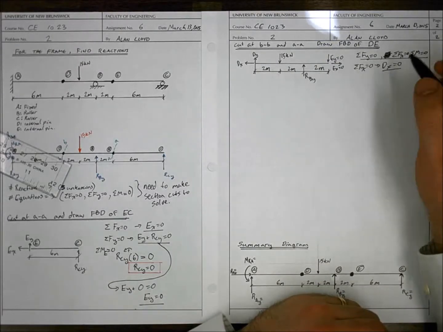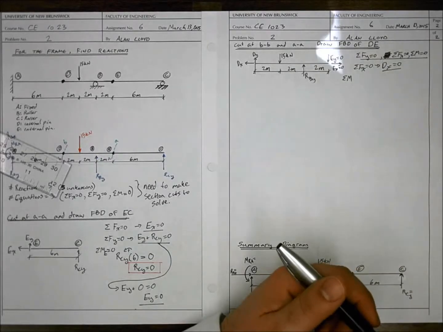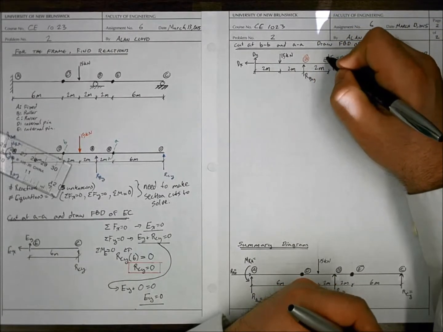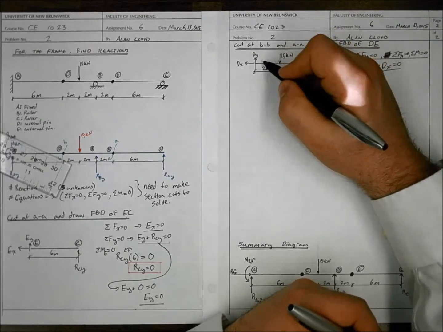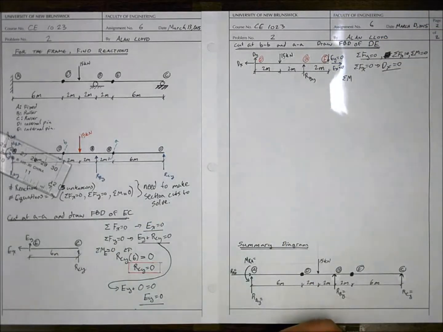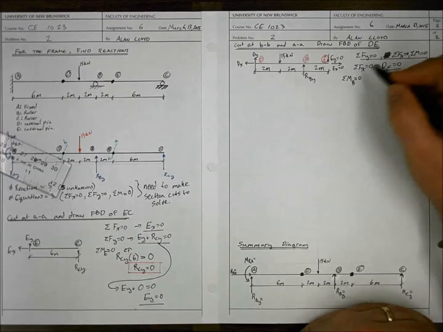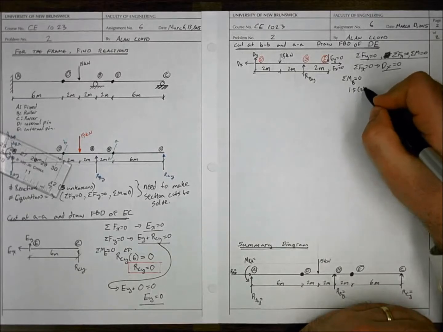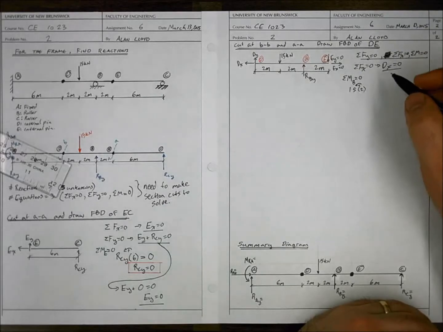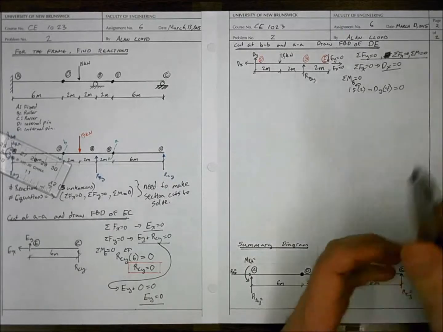Now we can take the sum of moments about a point. So let's take sum of moments about location B. Let's put in our joint locations here: B, E, and D. If we take sum of moments about B and set that equal to 0, we end up with 15 times 2, going counterclockwise, so this force times the distance away. To that, we subtract DY times 4 and set that equal to 0.